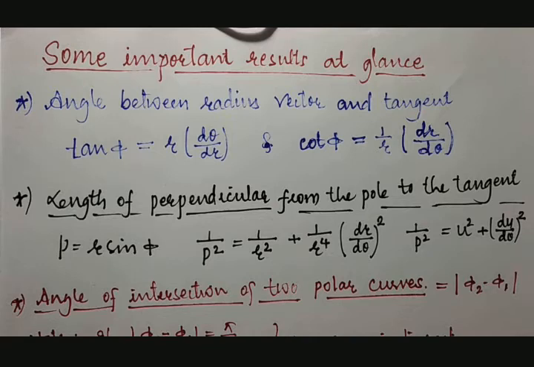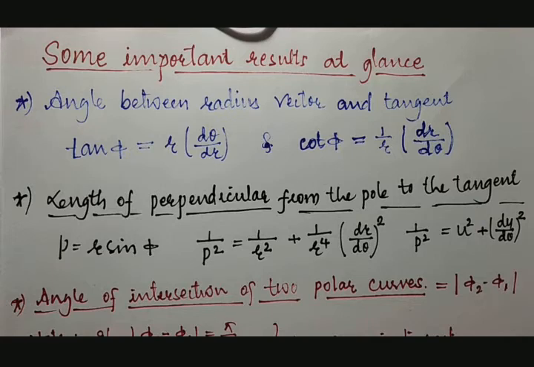In this session, we are going to take a glance of few important results. Then we are going to solve examples of finding angle between radius vector and tangent of a given curve. Very first, just in 1 minute, I would like to take a glance of previous discussions, what we have discussed in previous classes.